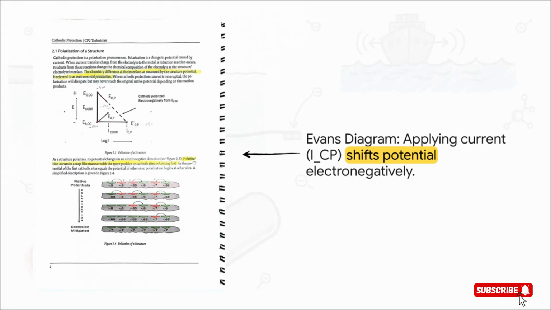Now this is really cool. This Evans diagram gives us a visual for what's happening. You see, every structure has a natural corrosion potential, which is labeled here as ECOR. By applying our cathodic protection current, that's ICP, we are physically forcing that potential down, making it more negative, until it reaches a new protected potential, ECP. We're essentially moving it out of the electrochemical danger zone.